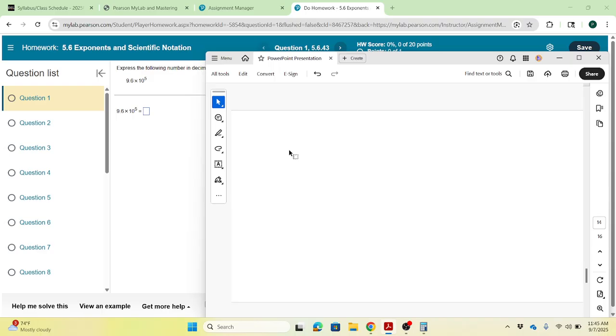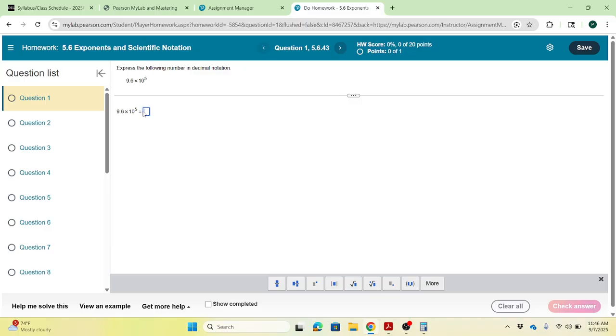9.6 times 10 to the power 5. In decimal form, it means you have to move this decimal 5 positions to the right. 9 6. So 1 2 3, 1 2 3 4 5. If you don't have the digit here, then you just add extra zeros. So it would be 960,000. That's in decimal form.